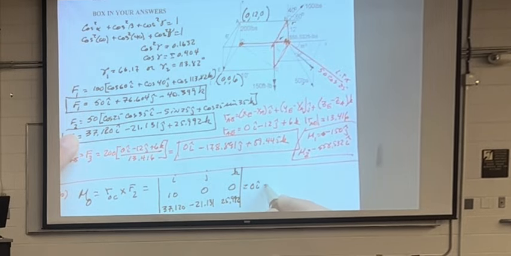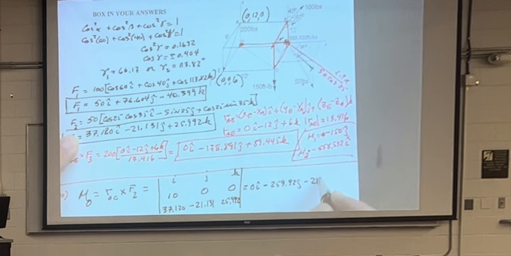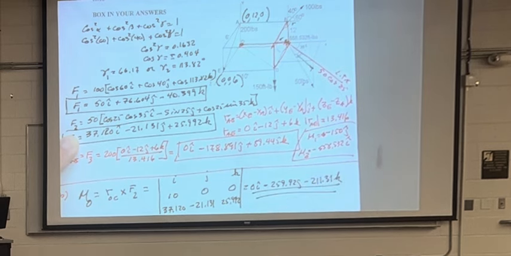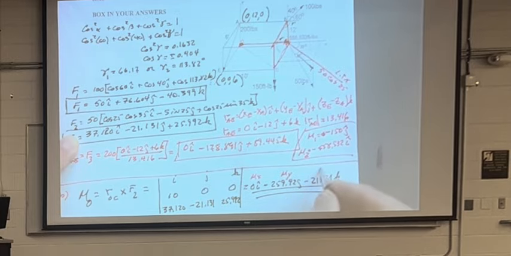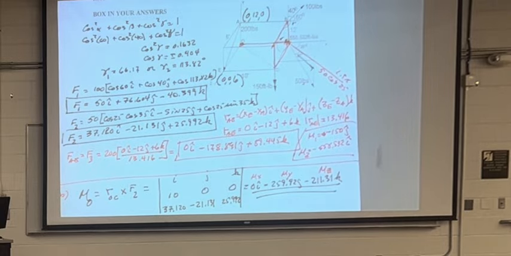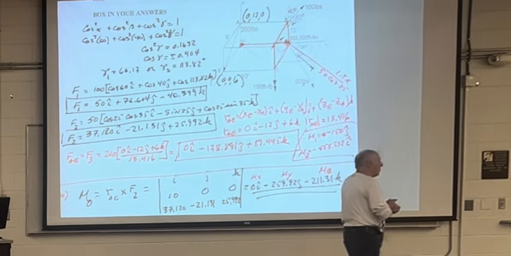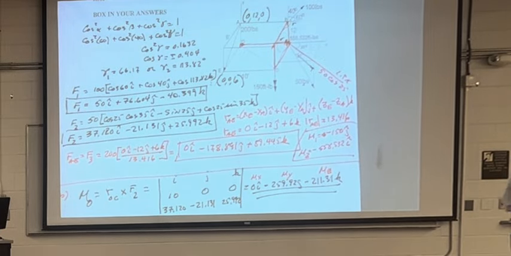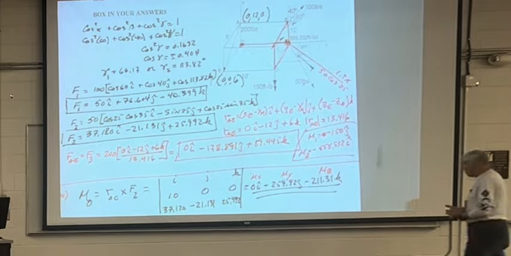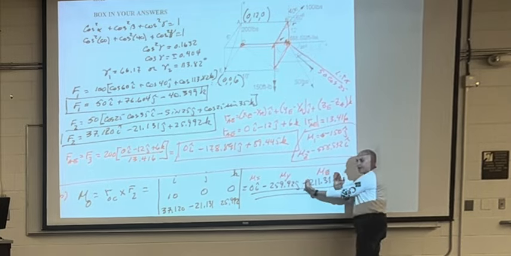Answer: 0I minus 259.92J minus 211.31K. This, of course, is your MX. This, of course, is your MY. This, of course, is your MZ. So even if I had said, hey, find me the Z component of the moment, I'd still do a moment about O, and my answer would be that.